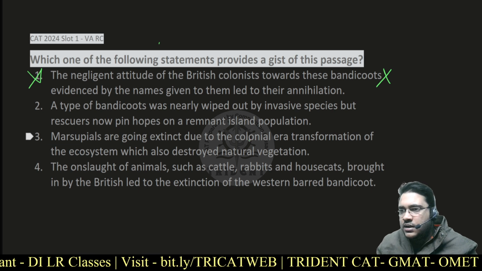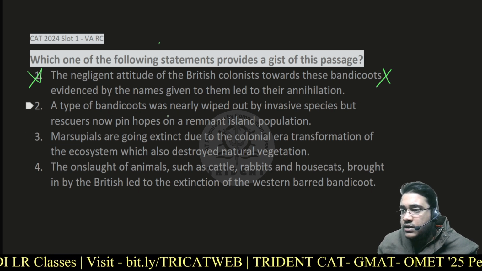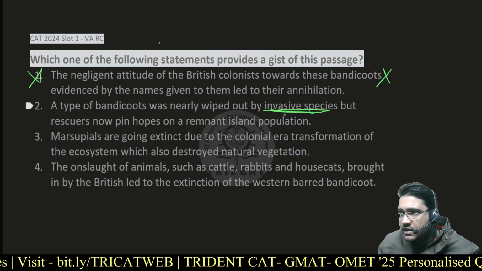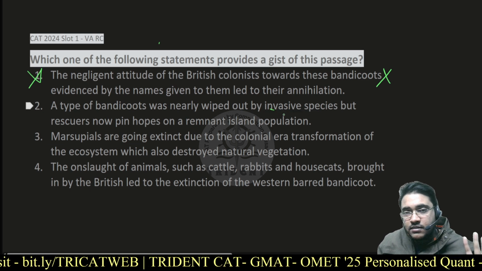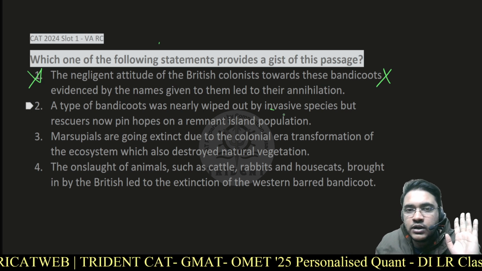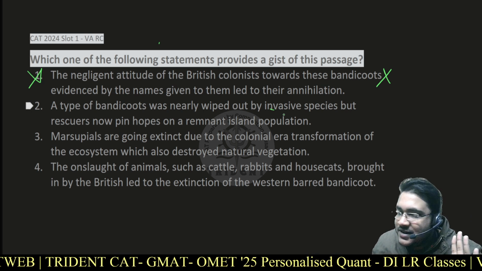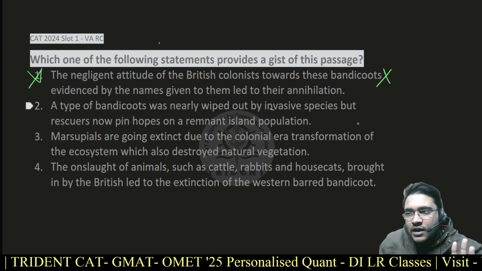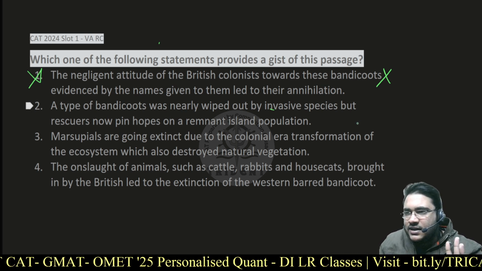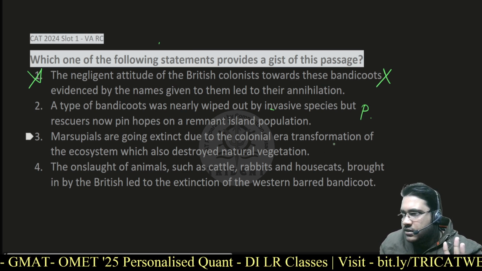A type of bandicoots was nearly wiped out by the invasive species. Now, in the invasive species, we have many species: rabbit, feral cats. Even the colonists could be called invasive species, right? But rescuers now pin hopes on a remnant island population. So, seems like a decent option. I'll keep it. Okay.